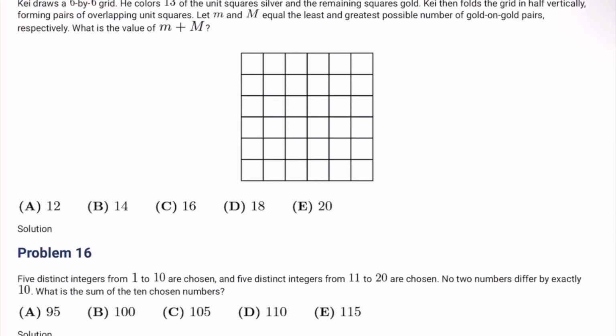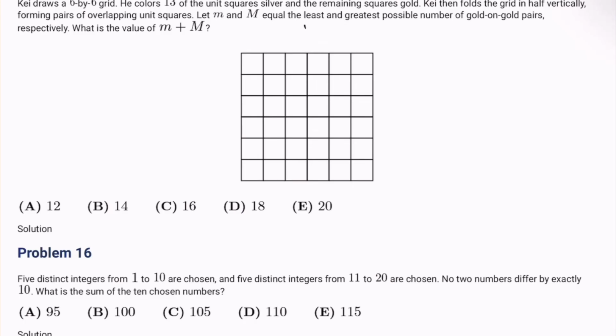K draws a 6x6 grid. He colors 13 of the unit squares silver and the remaining squares gold. K then folds the grid in half vertically, forming pairs of overlapping unit squares. Let m and M equal the least and greatest possible number of gold-on-gold pairs, respectively. What is the value of m plus M?